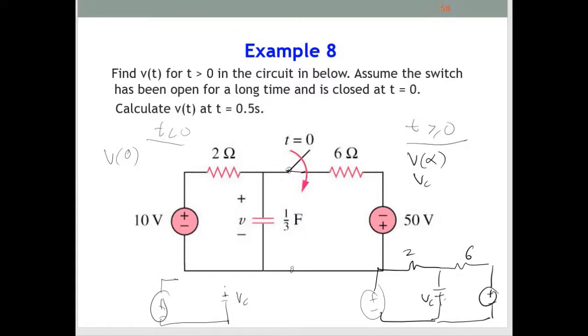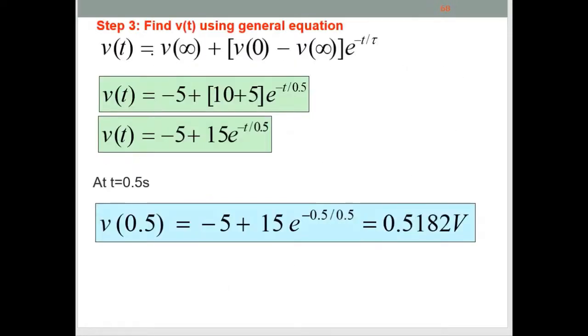Finding Vt at t equal to 0.5 second. After we found the V infinity, refer to the equation for t more than 0: V0 plus minus V infinity e to the negative t over tau. This is of course under an initially charged condition because V naught here is not 0, so this is 10. So directly we can get the answer here. At t equal to 0.5, just insert the t, and we will get V capacitor at 0.5 second is 0.5182 volt.